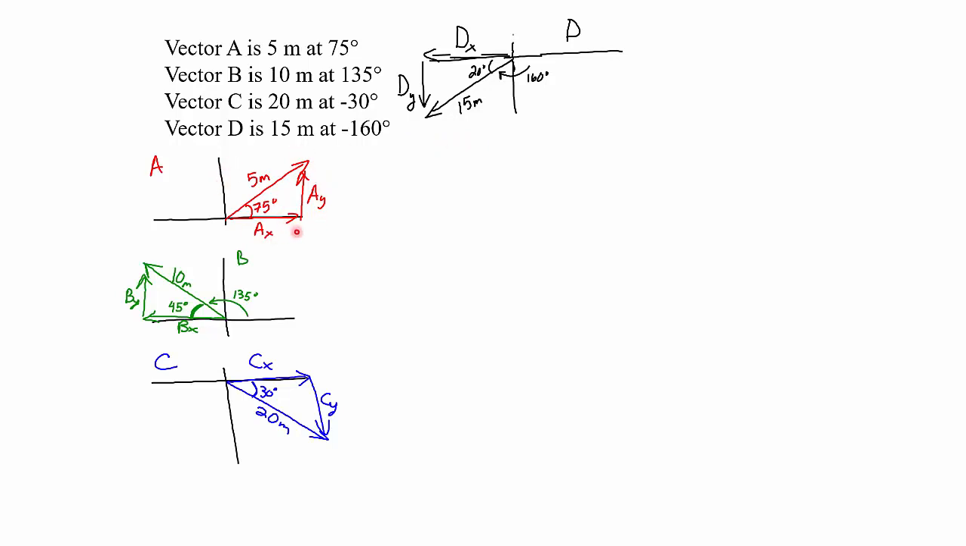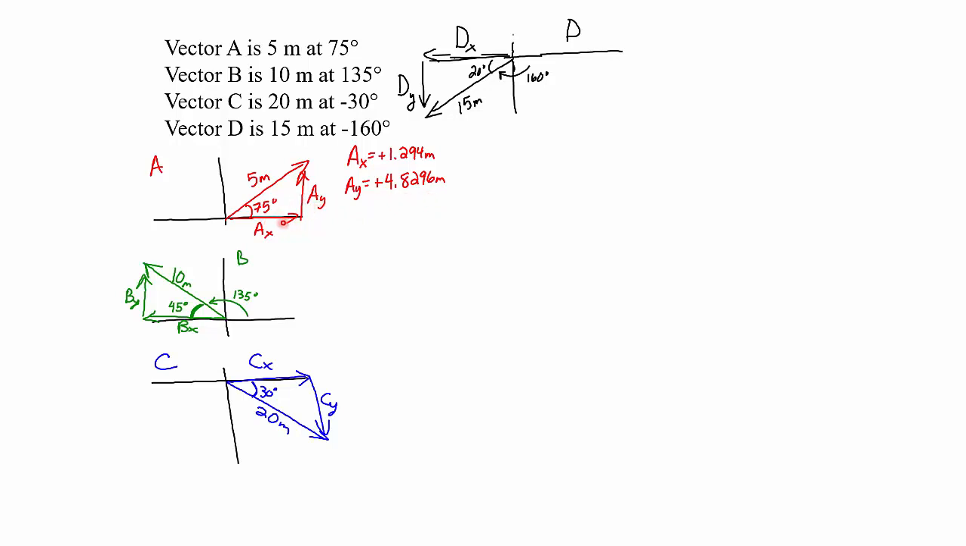So for vector A, the sine of 75 degrees equals A_y over 5 meters. The cosine of 75 degrees equals A_x over 5 meters. And so I can calculate the size of those components. 5 times the sine of 75 degrees will give me the size of my y component. 5 times the cosine of 75 degrees will give me the size of my x component. And so calculating those values, 5 times the cosine of 75 degrees is 1.294 meters. 5 times the sine of 75 degrees is 4.8296 meters.